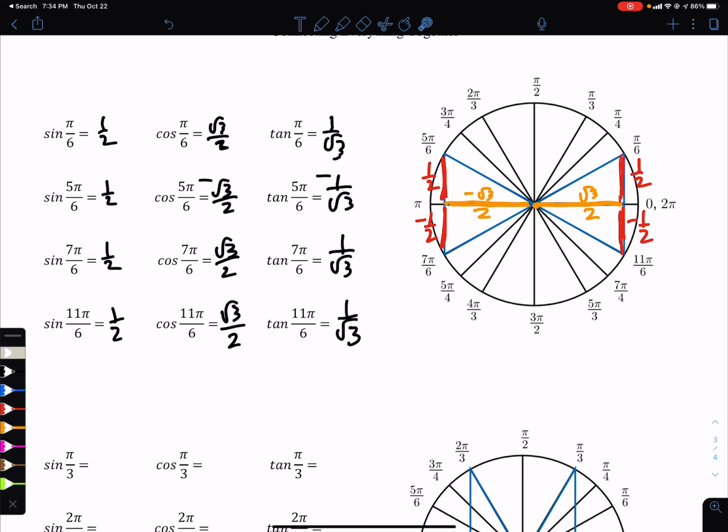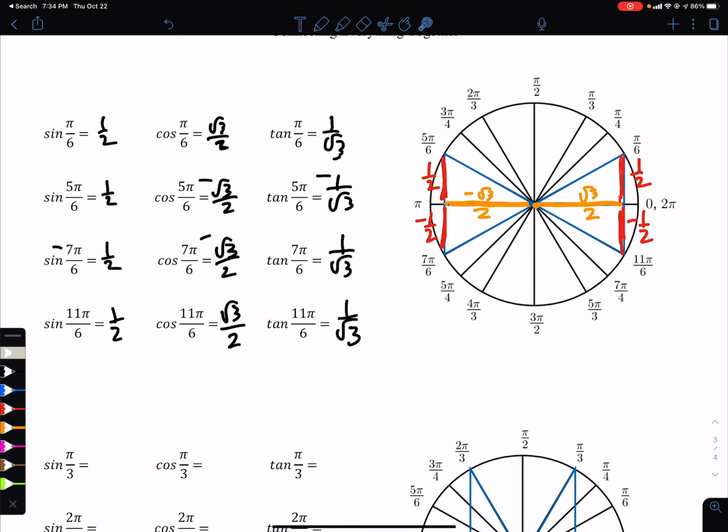Then we go through the same process. Oh, 7 pi over 6. I know that 6 pi over 6 is here, so 7 must be in the third quadrant. What's it like down here? Y is negative and x is negative. So since x and y are both negative, that means sine and cosine are both negative. But tangent's a combination, and two negatives make a positive, so my tangent's positive.